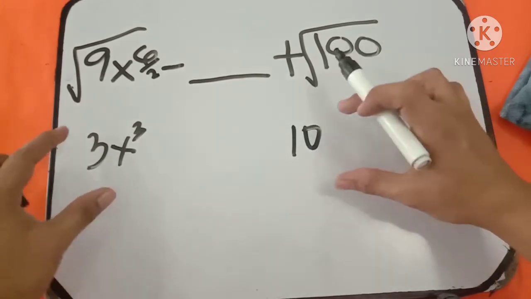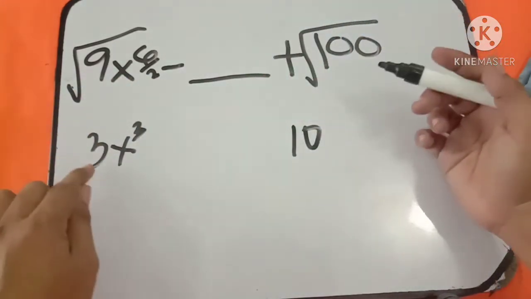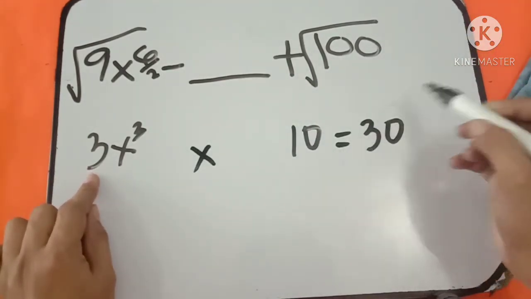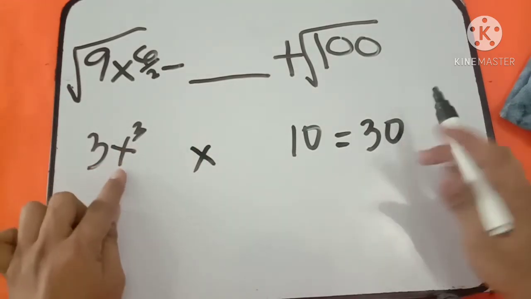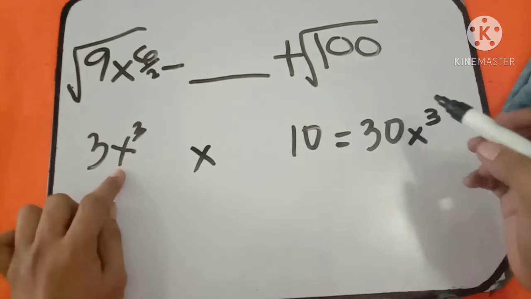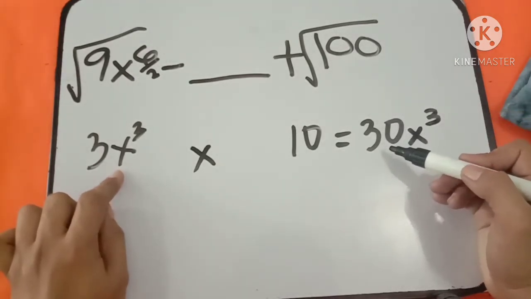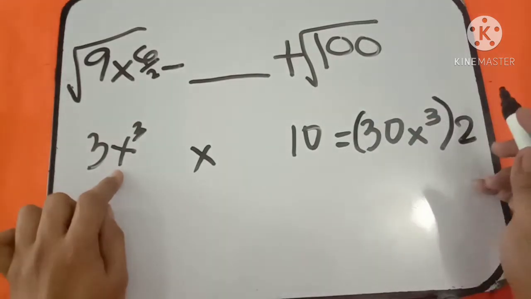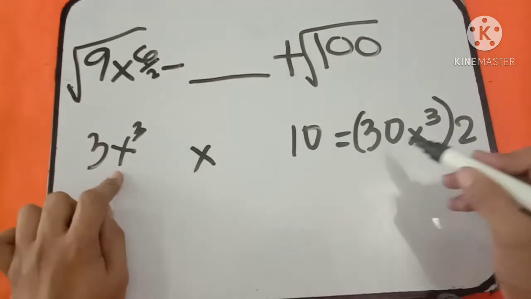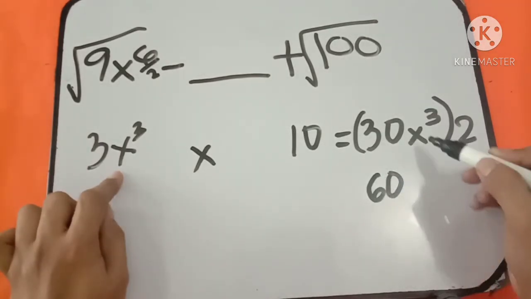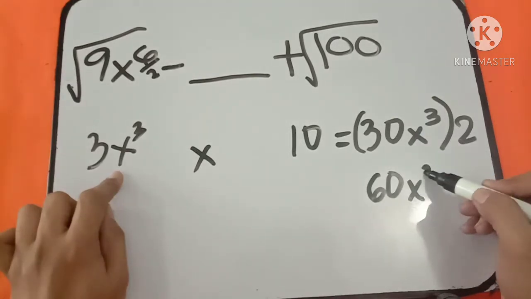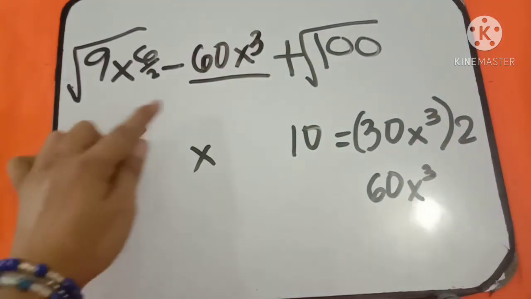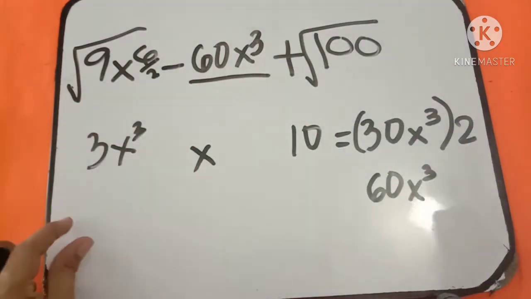In this case, you have to multiply. 3 times 10 will give you 30. Am I right? 3 times 10 is 30. Then copy the variable together with the exponent, x cubed. Then this 30, you have to multiply again by 2. Don't square. Just multiply by 2. So 30 times 2 is 60. Then copy the variable x cubed. So you have here 60x cubed. That's the value for the middle term. I hope this is clear.